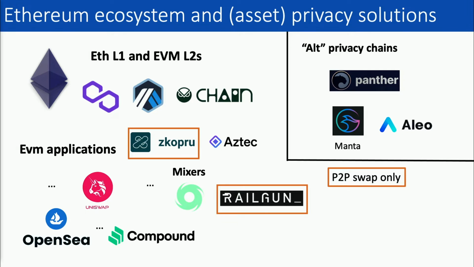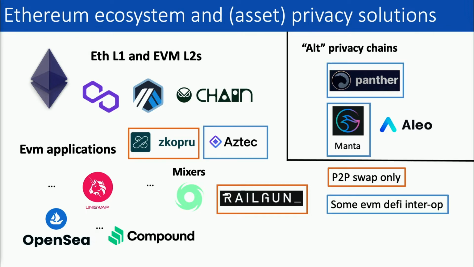So it turns out that Railgun and zk.money, if you look at what they actually do, only do peer-to-peer swaps on top of payments, right? So there's no notion of interacting with a smart contract application on Ethereum. And these applications circled in blue actually have some type of DeFi interoperability. So for Aztec, you're able to use a handful of four to five applications that are on the Ethereum L1.